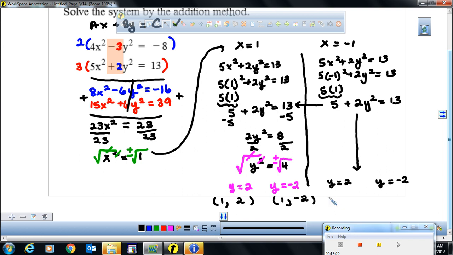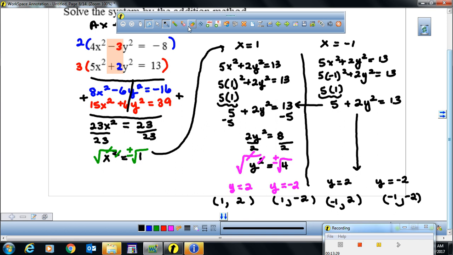So then we also get two more points of intersection. When x is equal to negative 1, y is equal to 2. So one solution is negative 1 comma 2. And right here when x is equal to negative 1, y is equal to negative 2. So negative 1 comma negative 2 would be my last solution. So these two equations intersect at these 4 points.